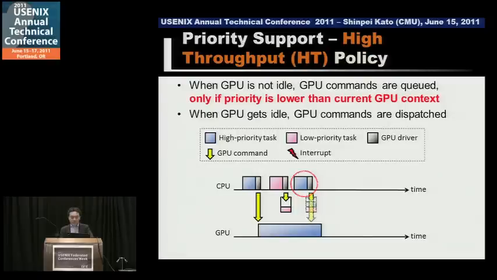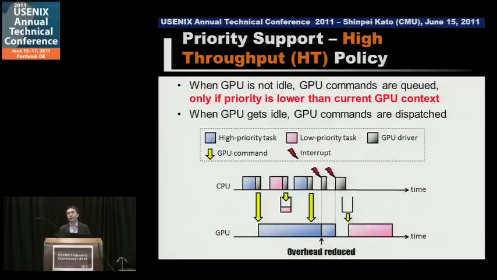So instead, this GPU command can bypass the queuing. And hence, the scheduling overhead is reduced, right? Because there is no need to invoke the scheduler to schedule GPU commands. But meanwhile, some overhead still remains when switching to different priority levels, right? From a high priority task to a low priority task, if the context is switched, we still need to invoke the GPU scheduler.